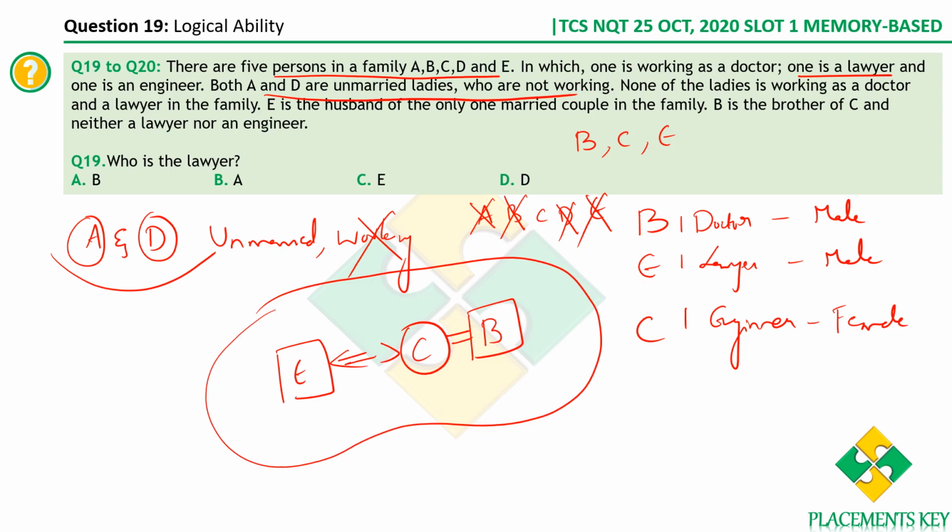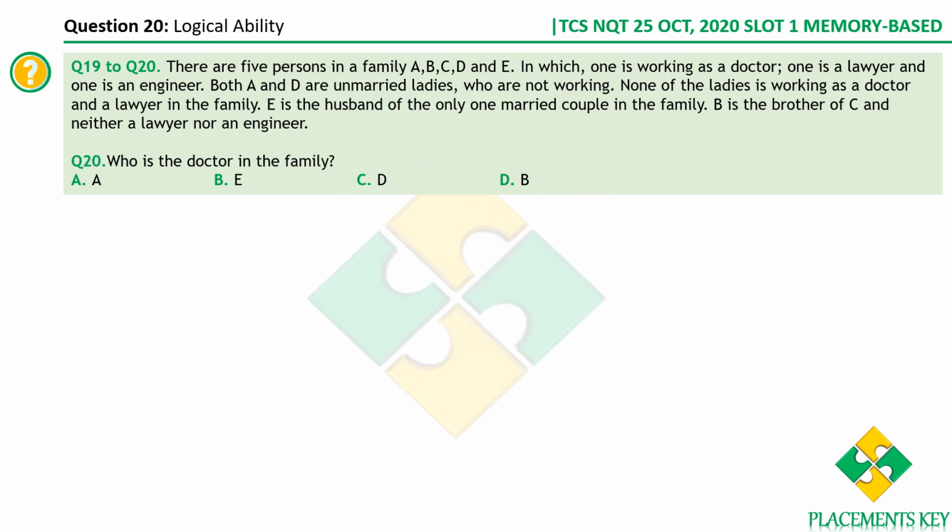Fine. Now what else? Who is the lawyer? So clearly, E is the lawyer, right? E is the lawyer and B is the doctor. So this is option C here. And if we take it here, who is the doctor? We have already seen B is the doctor. So two back-to-back questions can be solved by solving this set. It's a very easy set.